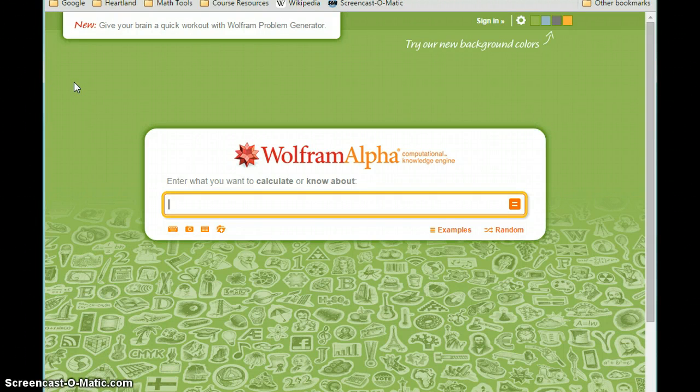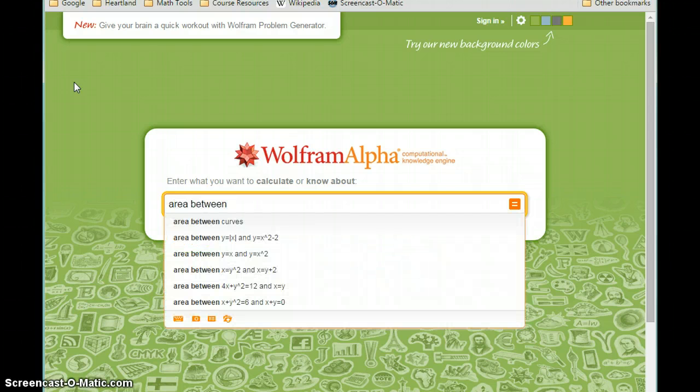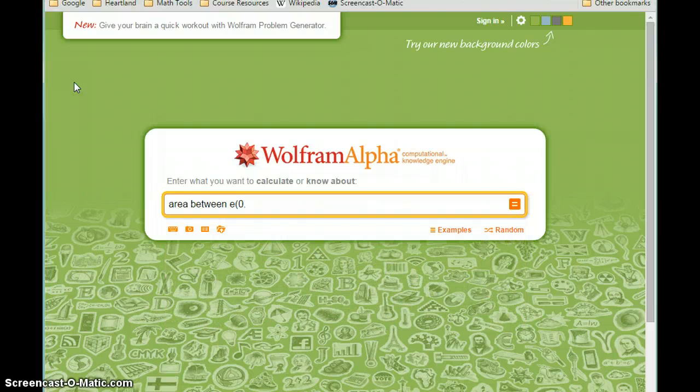So in example 1, we want to find the area bounded between those two given graphs. So we can ask Wolfram Alpha to calculate the area between e to the 0.5x and 1 over x for x equals 1 to 2. What's nice about this is we are evaluating integrals, but we don't have to type in any particular integral notation or wording. We don't really have to set up the problem. Wolfram Alpha will automatically interpret which function is taking on the larger values and set that problem up for us.